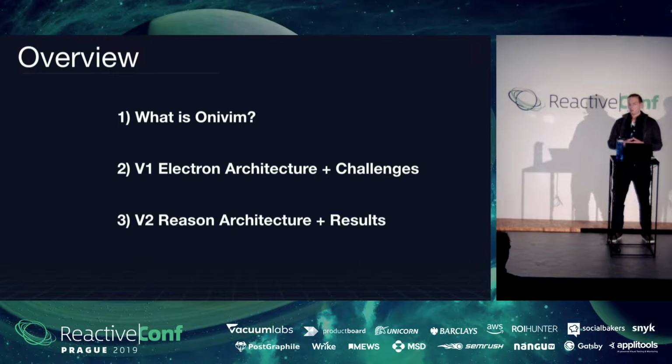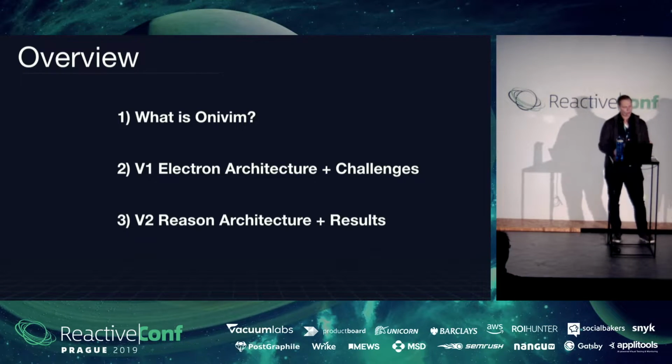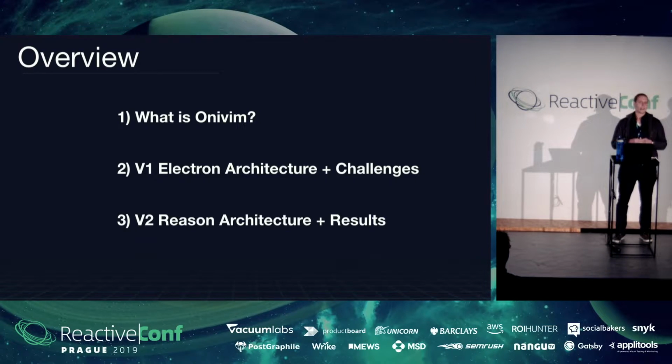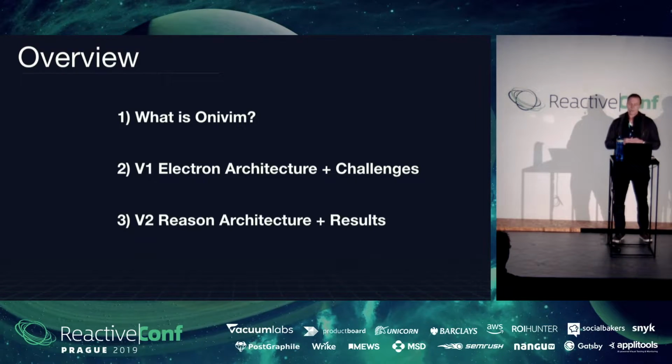And here's an overview of what I'll be discussing today. First, I'll give you some background on Onivim, just enough so we can talk about the architecture. Second, I'll describe our V1 architecture and the sort of challenges we faced. And finally, I'll talk about our V2 architecture, and the changes we made, and the results we had.